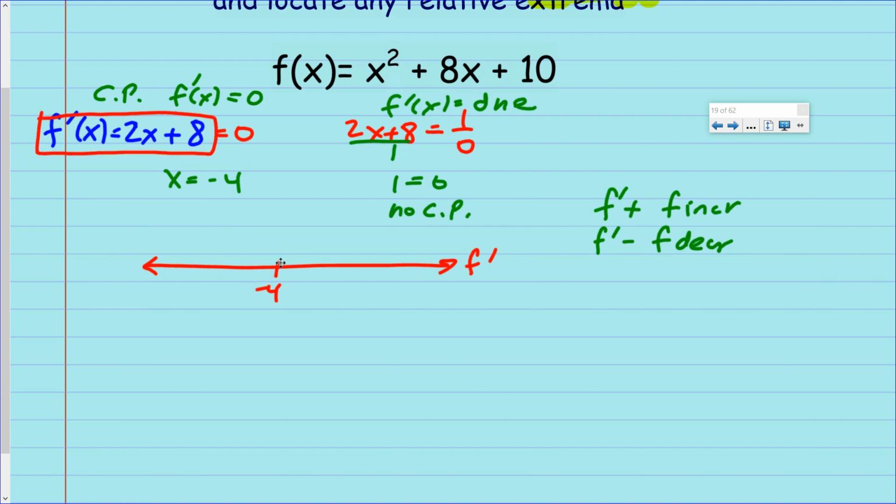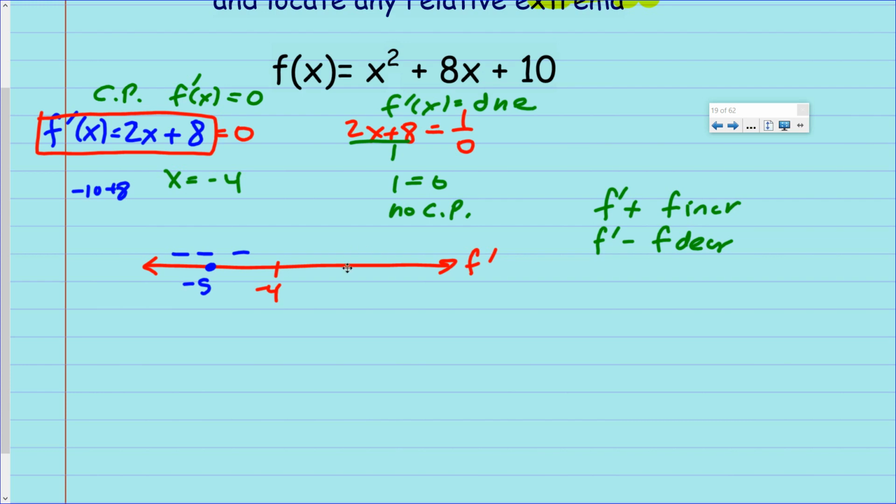Okay. Then I'm going to find some numbers in this interval. So what's a good number to the left of negative 4? Negative 5. I'm going to test it into here, and I'm just going to find out if f prime is negative or positive. So if I put negative 5 into my f prime, do you see that would be negative 10 plus 8, which is negative. Now you don't need to know the actual value. You just need to know if it's positive or negative. So anytime I plug a number less than negative 4, I'm going to get a negative f prime. So I put that into this f prime number line.